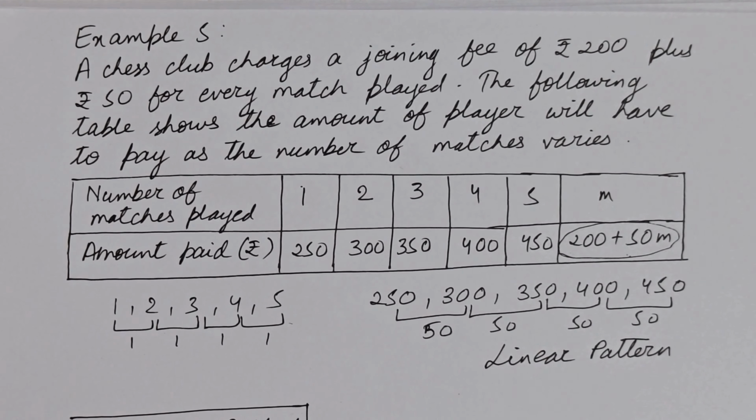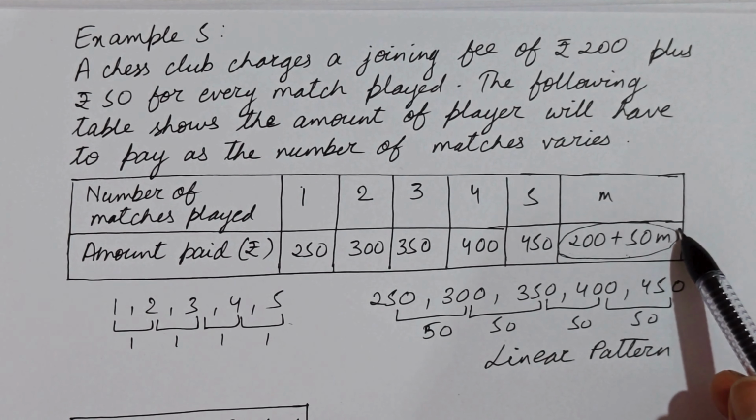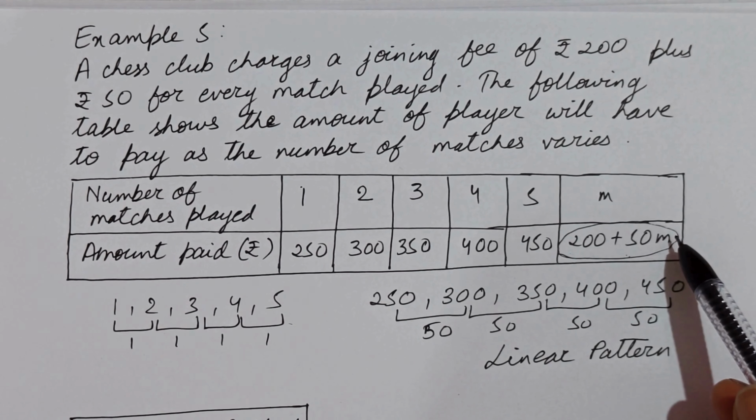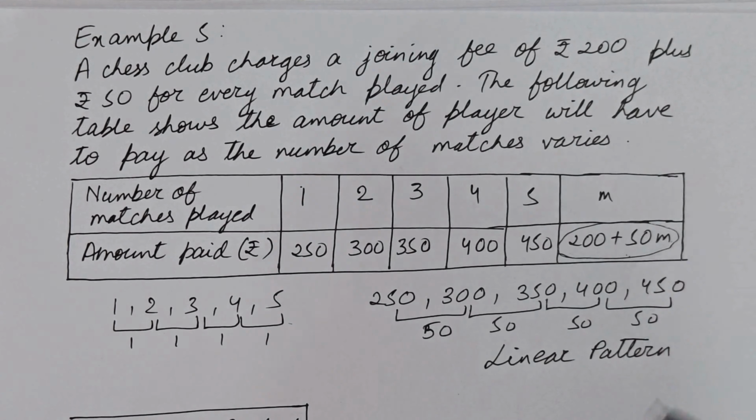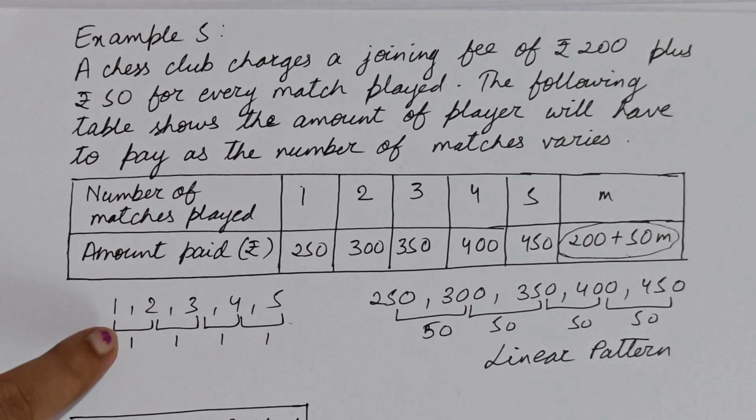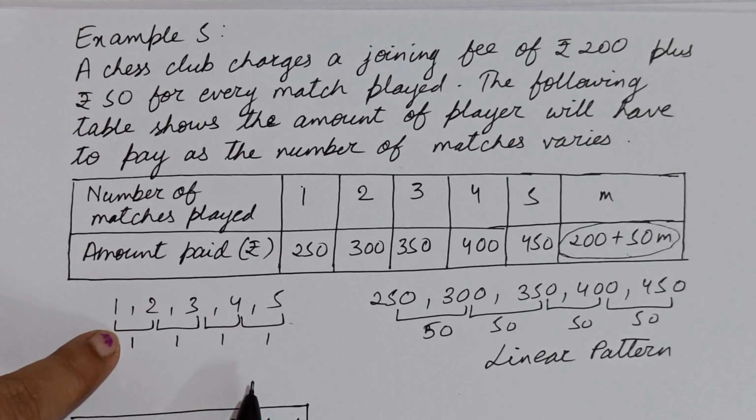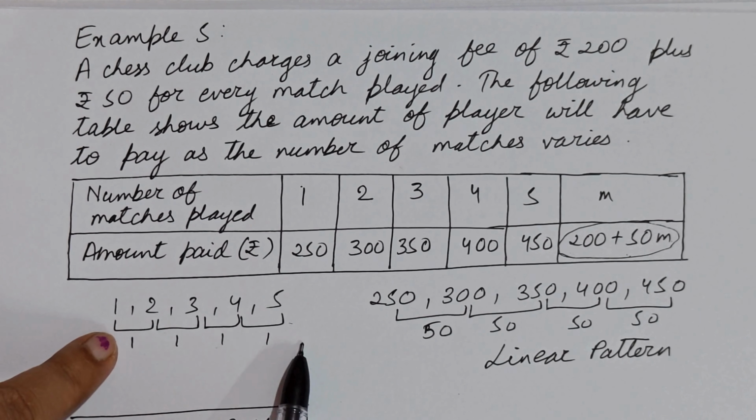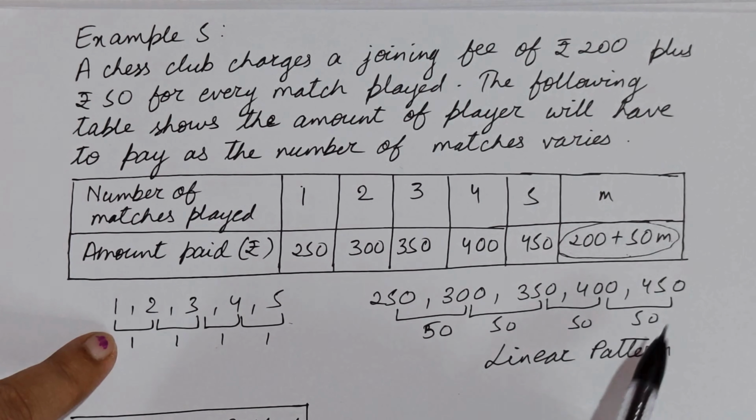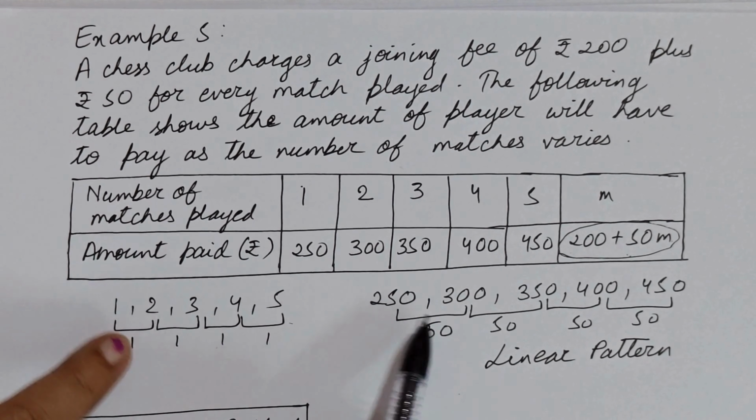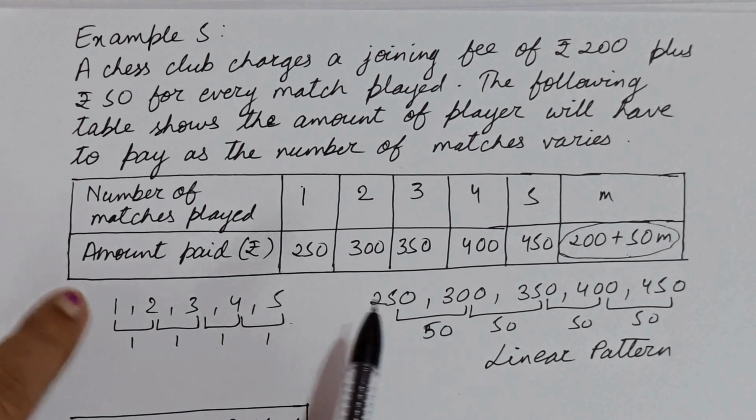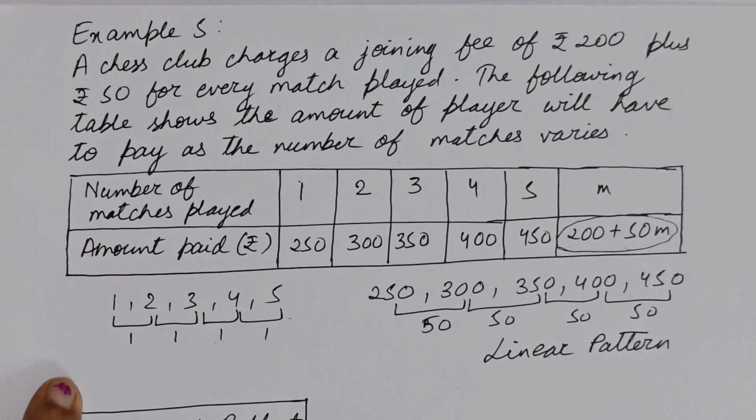What is a linear polynomial? It means the highest power, that is the degree of the polynomial, should be 1. Linear means 1. Here the variable m has power 1, so this is a linear polynomial. We can now say that for every additional match, the player will have to pay 50 rupees more. If they play one more match, they have to pay 50 rupees more. In this way, we can see the pattern.